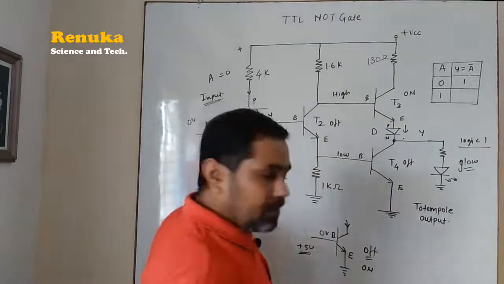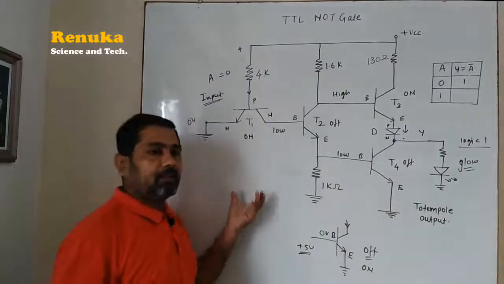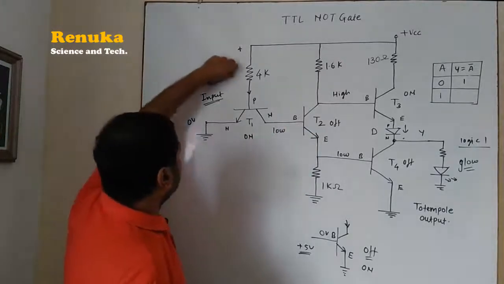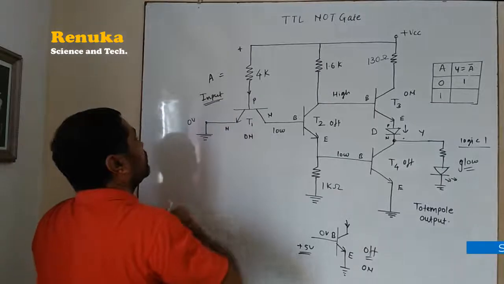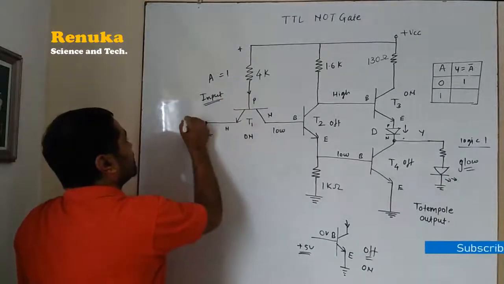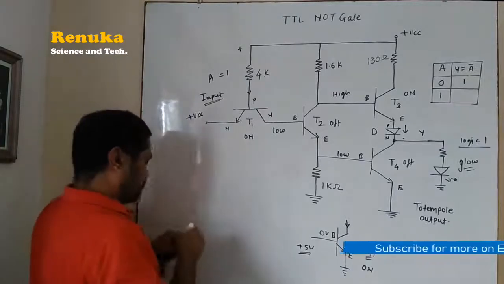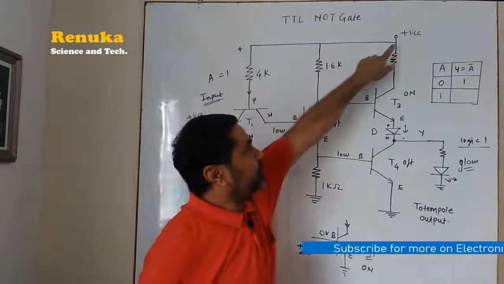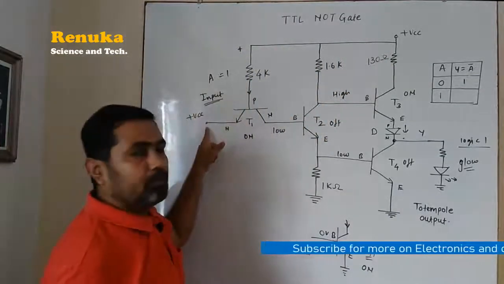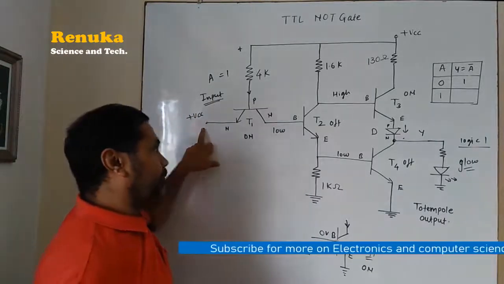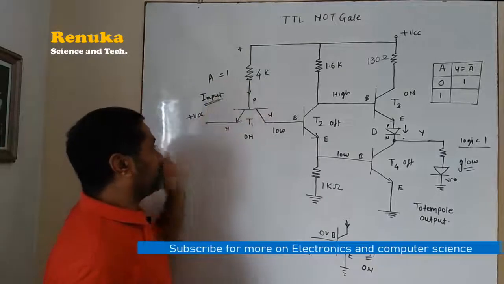Now let us take the other condition, that is if it is connected to logic 1. To connect it to logic 1, we have to connect it to positive VCC. Positive VCC means the same terminal can be used to connect the input to this circuit. So it will create logic 1 at the input. That is why it is connected to plus VCC.